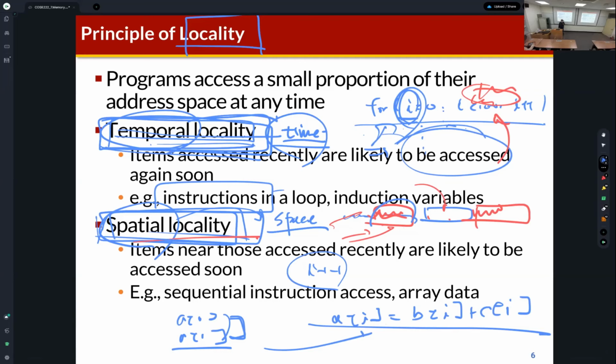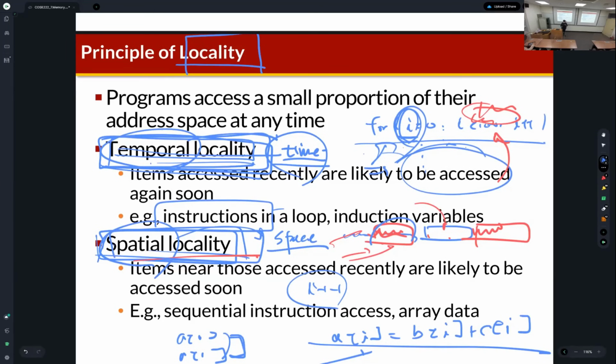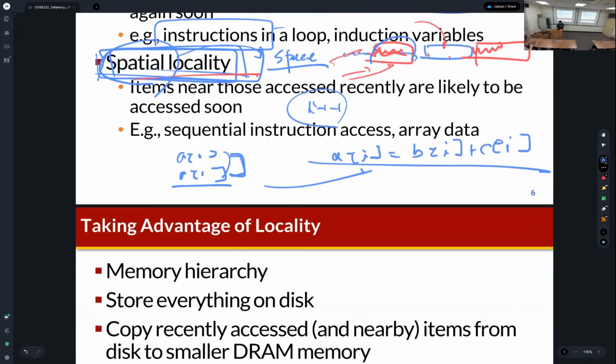Okay. To summarize, locality means that the same data can be accessed again and again. Also, when a certain data is accessed, the neighbor data will be accessed with high probability. That is the locality. Then why did I explain this?